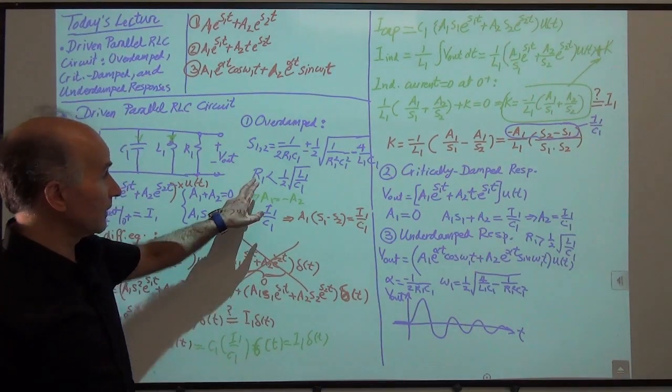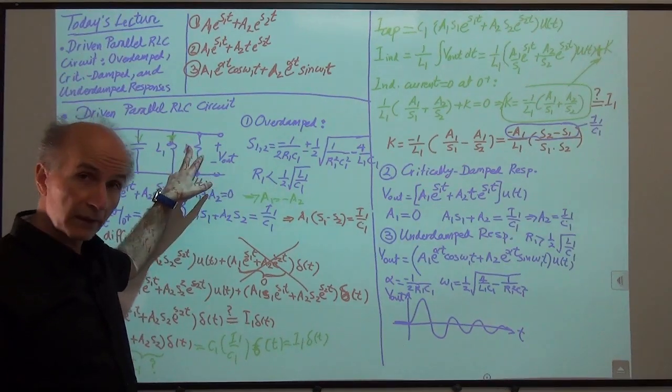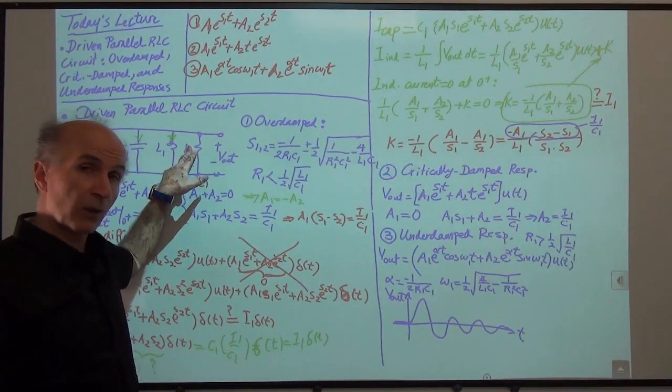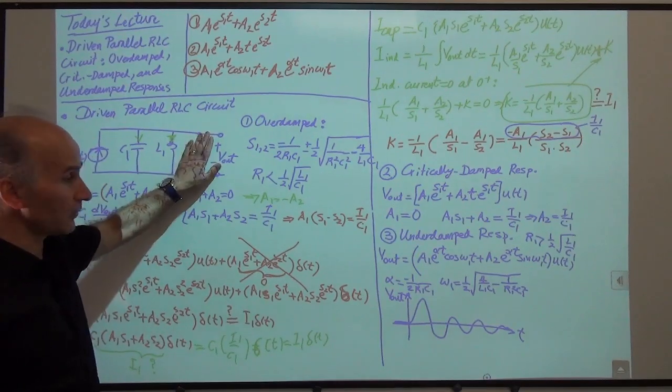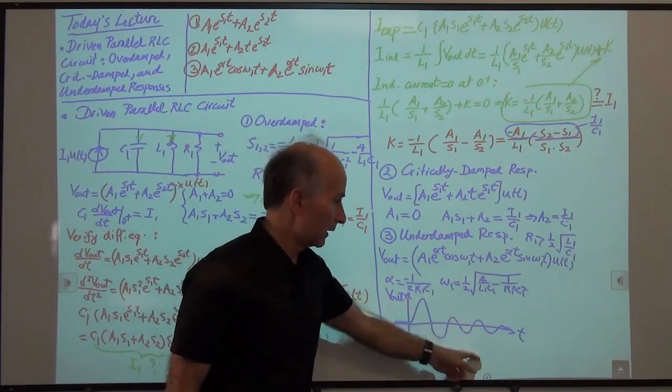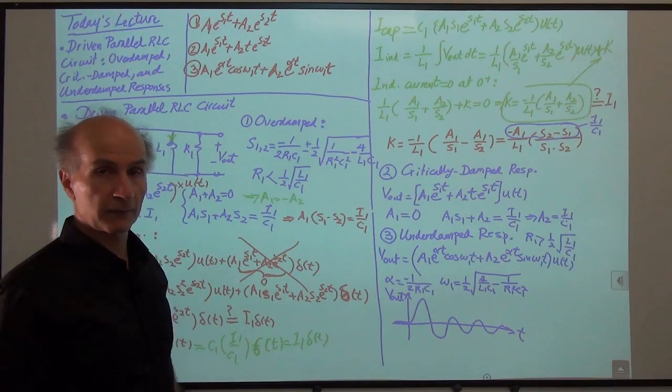The larger this resistor is, the more underdamped the situation is, right? If R1 goes to infinity, if it's out of the picture, of course, this will just go like this forever, right? It will oscillate forever.